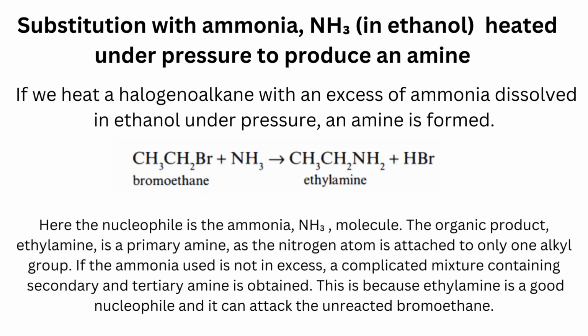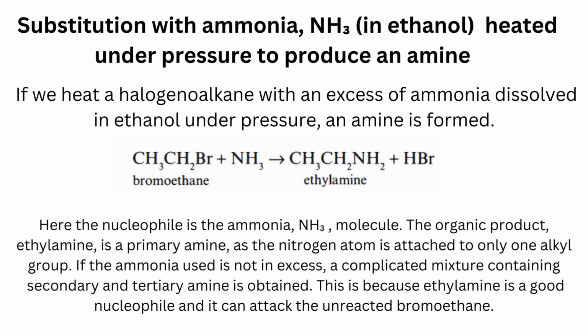The next reaction is substitution with ammonia in ethanol heated under pressure to produce an amine. If we heat a halogenoalkane with an excess of ammonia dissolved in ethanol under pressure, an amine is formed. Bromoethane plus ammonia gives ethylamine plus HBr. Here, the nucleophile is the ammonia molecule.